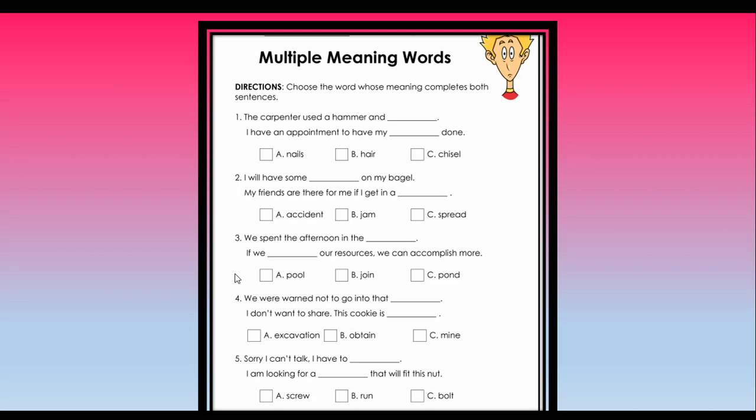Let's do one more before we go. Number 2 says, I will have some blank on my bagel. My friends are there for me if I get in a blank.